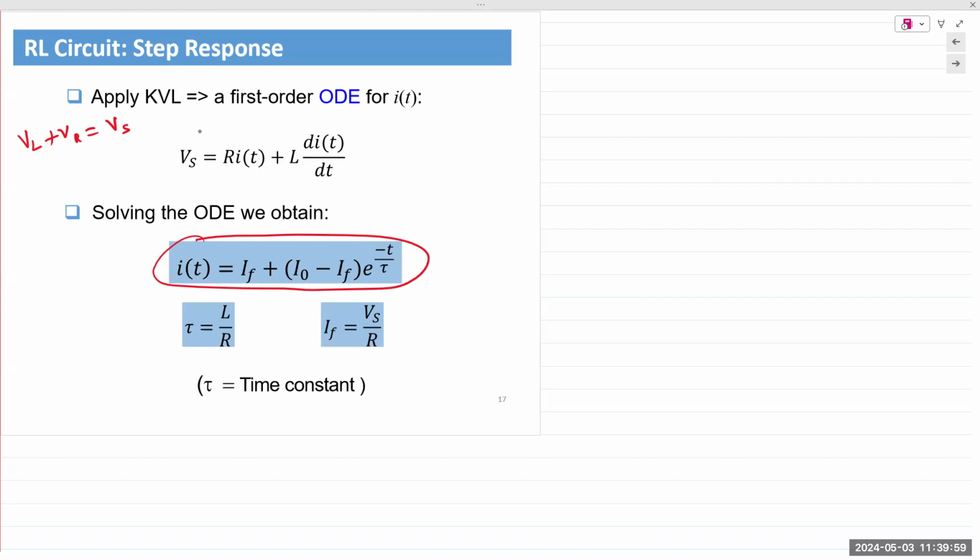There is a reason we don't have the final value in the discharging or the natural response. And again, I will point that out when we get to that one equation.